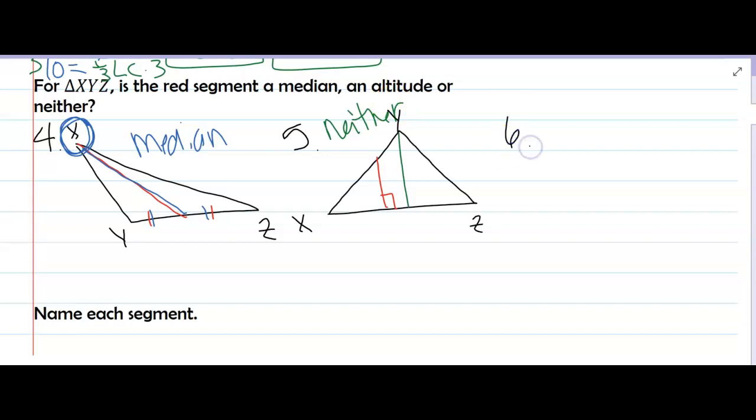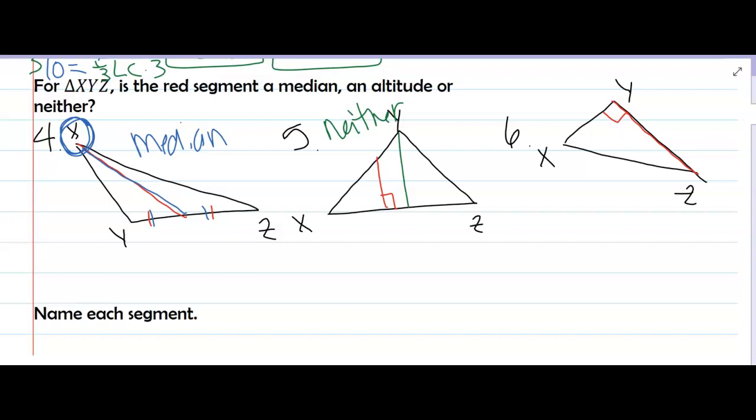Okay, and then number 6, let's do this kind of sideways triangle like this. X, Y, Z. And then the red segment's actually going to be this segment YZ, and we're going to call that a right angle. Okay, now once again, if it was a median, it'd have to come from a vertex, which it does kind of come from the vertex, Y and Z, so it does come from a vertex, but it'd have to cut a side in half, and it doesn't do that.